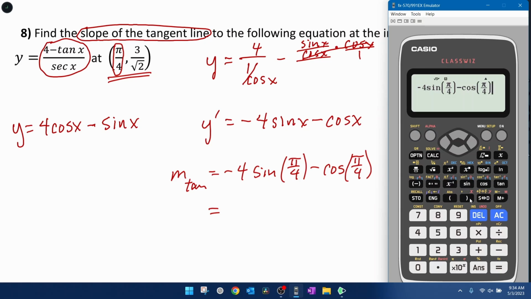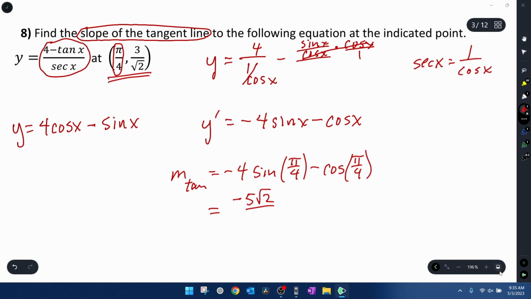And as you can see here, I've input that in my ClassWiz. Just a reminder that this needs to be in radian mode since those angles are radian. And also notice that the ClassWiz gives us our exact answer in simplest radical form, which is freaking sweet. So our answer here is negative 5 square root of 2 over 2. And that's going to do it for this problem.